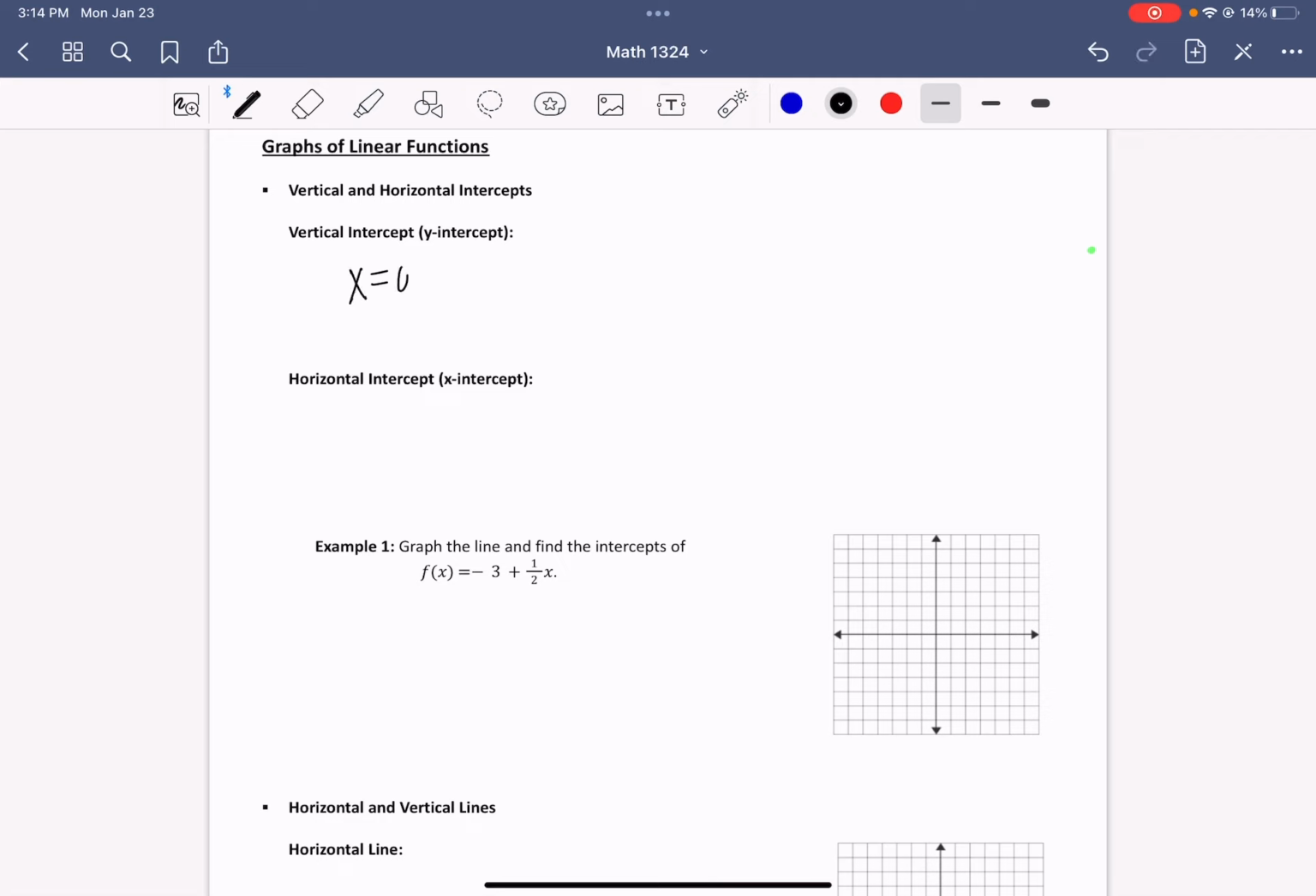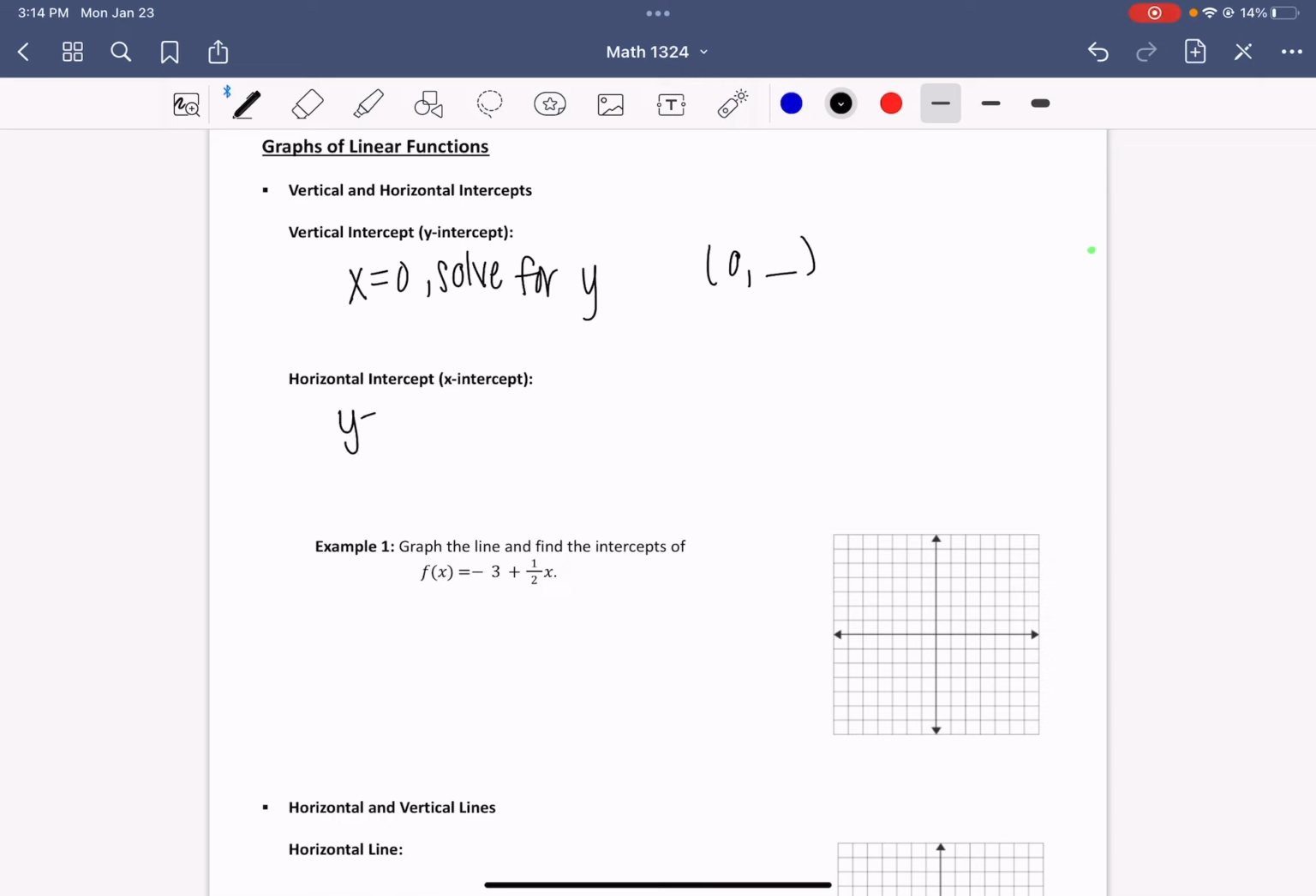With a vertical intercept, you're looking at the y-intercept, so that means you want to set x equal to 0 and solve for y. Now, the thing that catches students is the result of this is going to be an ordered pair of 0, a number. And so just be careful when you're entering those answers. It is an ordered pair.